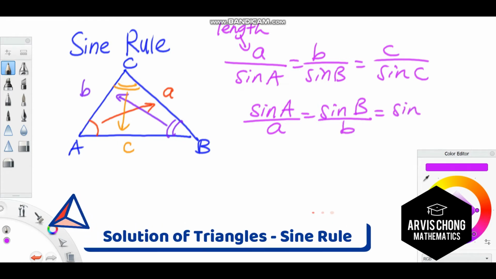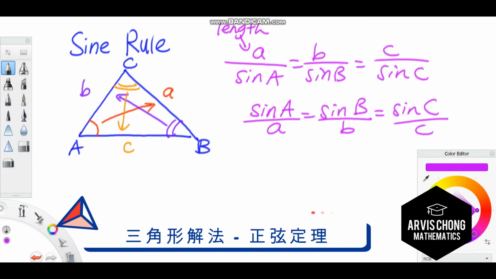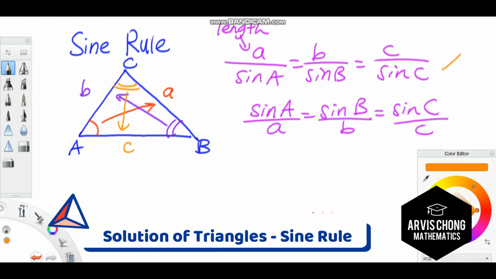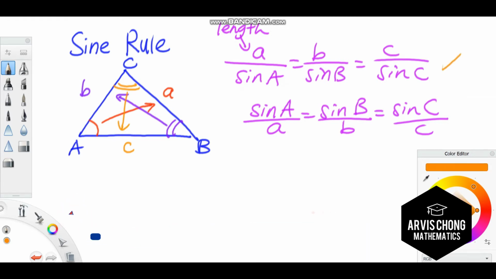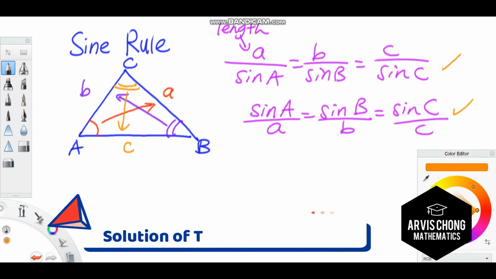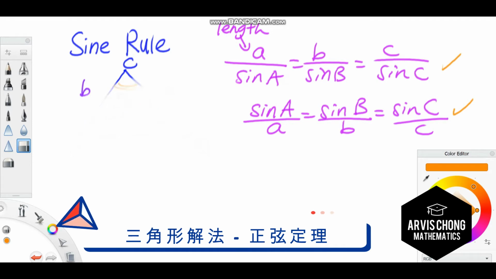So in conclusion, the sine rule has two formulas. You can either use the first when the question asks us to find the length, or use the second formula when the question asks us to find the angle. Okay, so let's look at the first example here.